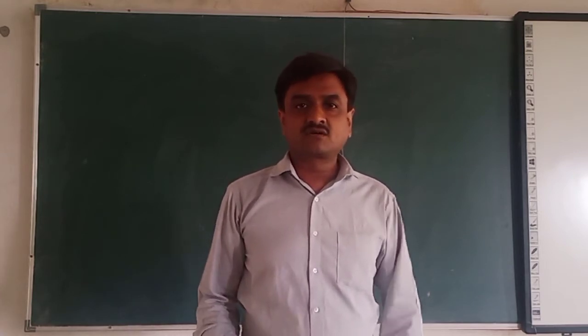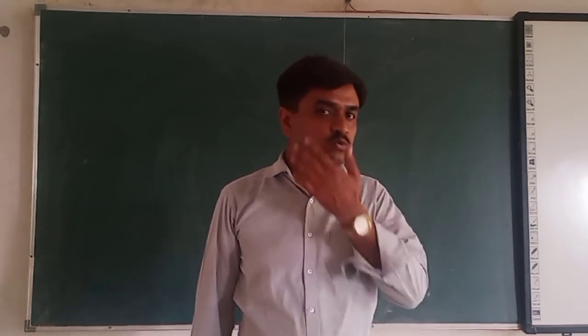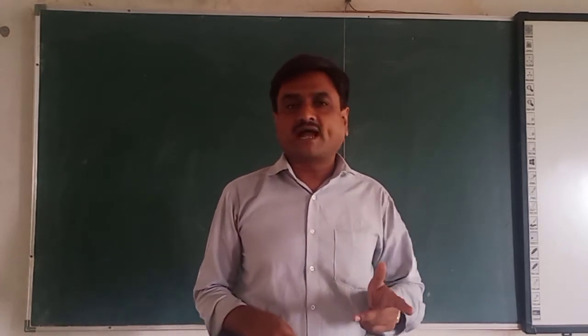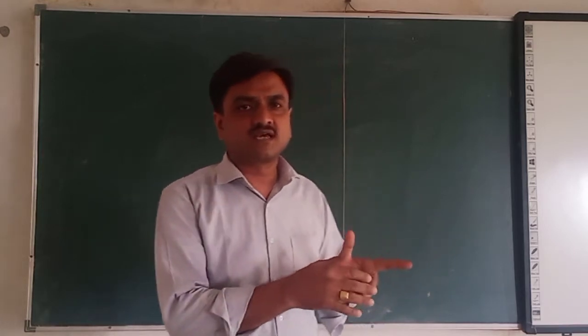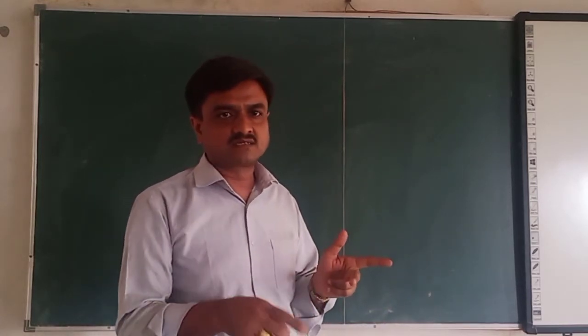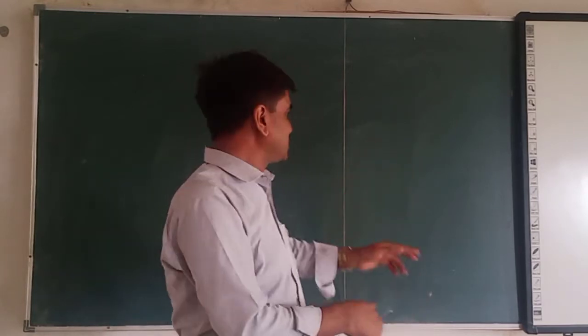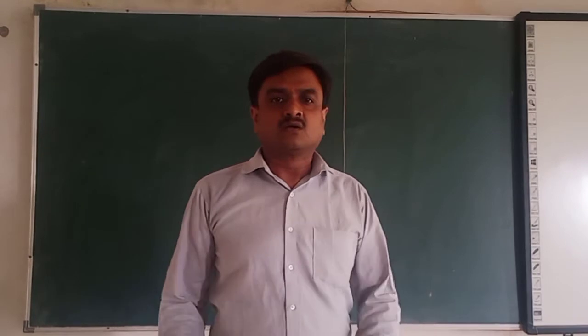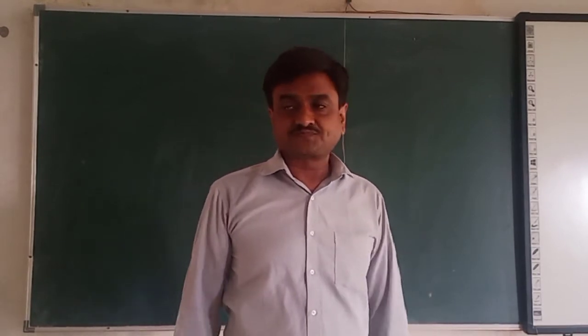In the rectangular coordinate system, which we studied in school days, three axes are there: x, y, z. The x is the horizontal axis, y is the vertical axis, and the z axis is coming out of the blackboard like this. In the two-dimensional system, it is shown like this. So this is the simple Cartesian coordinate system.